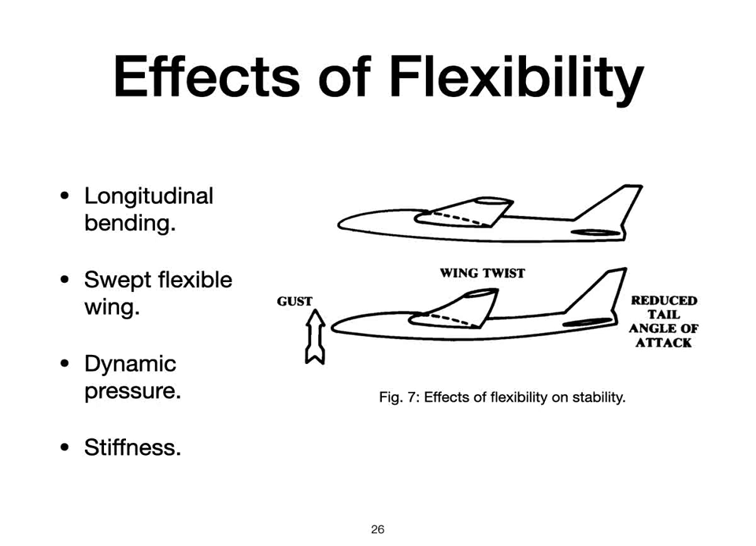Third one, dynamic pressure. At high dynamic pressures, the ailerons will produce torsional moments on the wing that twist it in the opposite direction from the aileron deflection. Last one, a stiffer aircraft such as a fighter with a low wing aspect ratio and a short fuselage will have less impact on its static stability derivatives due to flexibility.